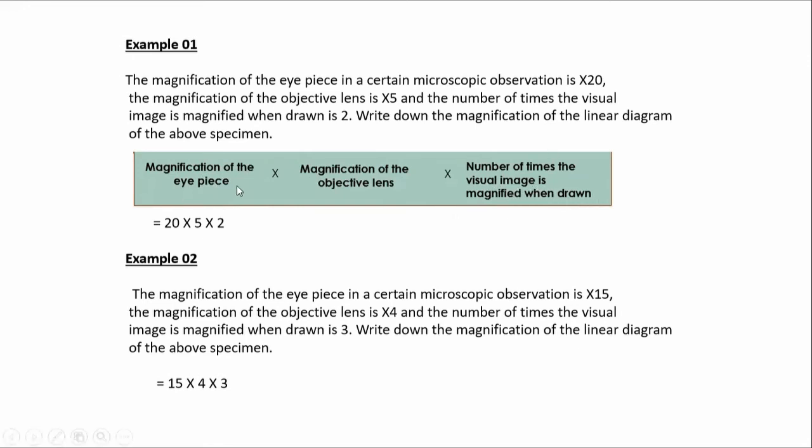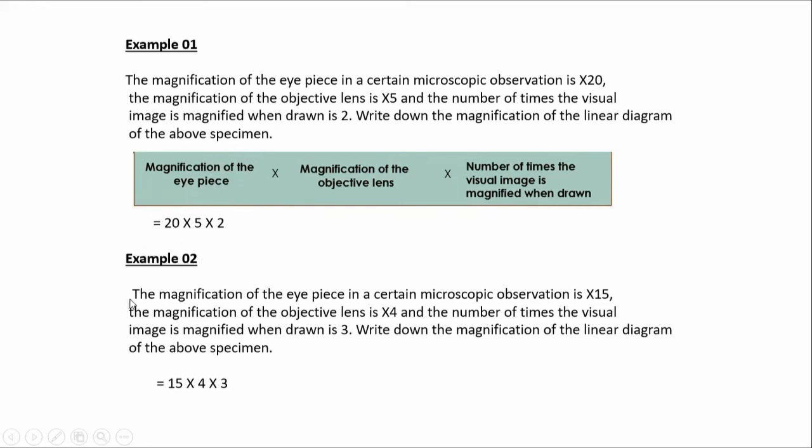Okay, so now you just extract the data from this question. Magnification of the eyepiece according to this question is 20, so you write 20. Magnification of the objective lens according to this question is 5, so you write 5. And finally, the number of times the visual image is magnified when drawn is 2, so you write 2. So 20 times 5 times 2 is the magnification of this linear diagram.